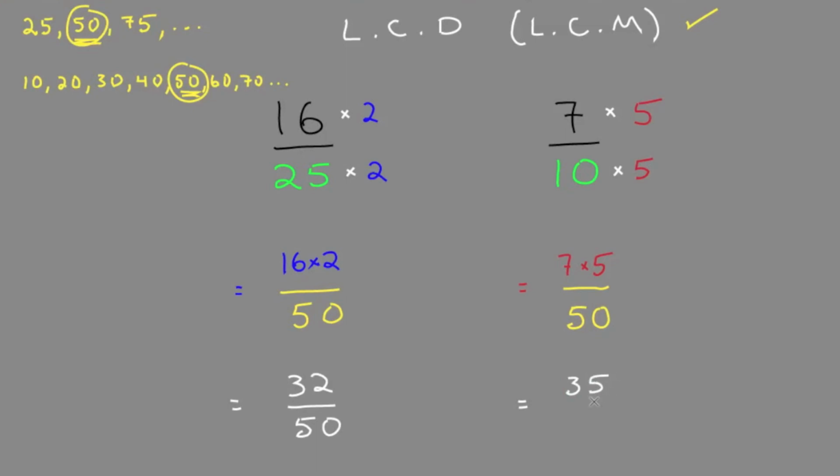So we compare these two now because they have the same denominator. And the greatest one is 35 over 50. So we can see 35 over 50 is greater than 32 over 50. That means 7/10 is greater than 16/25.